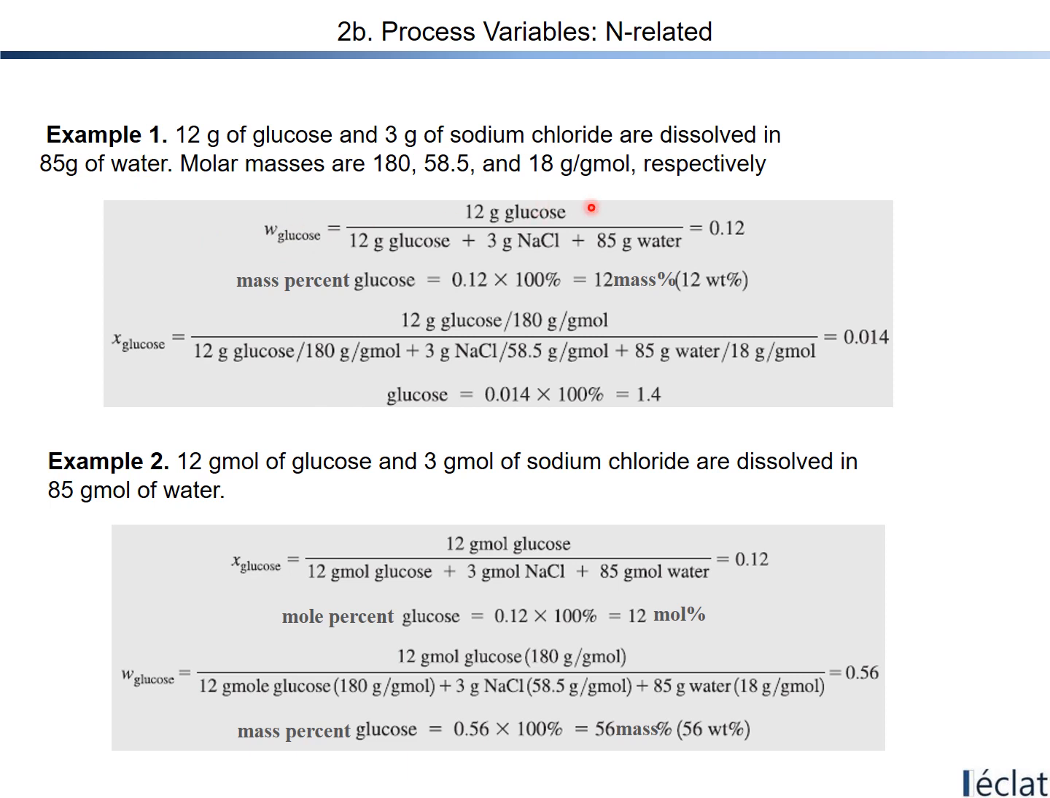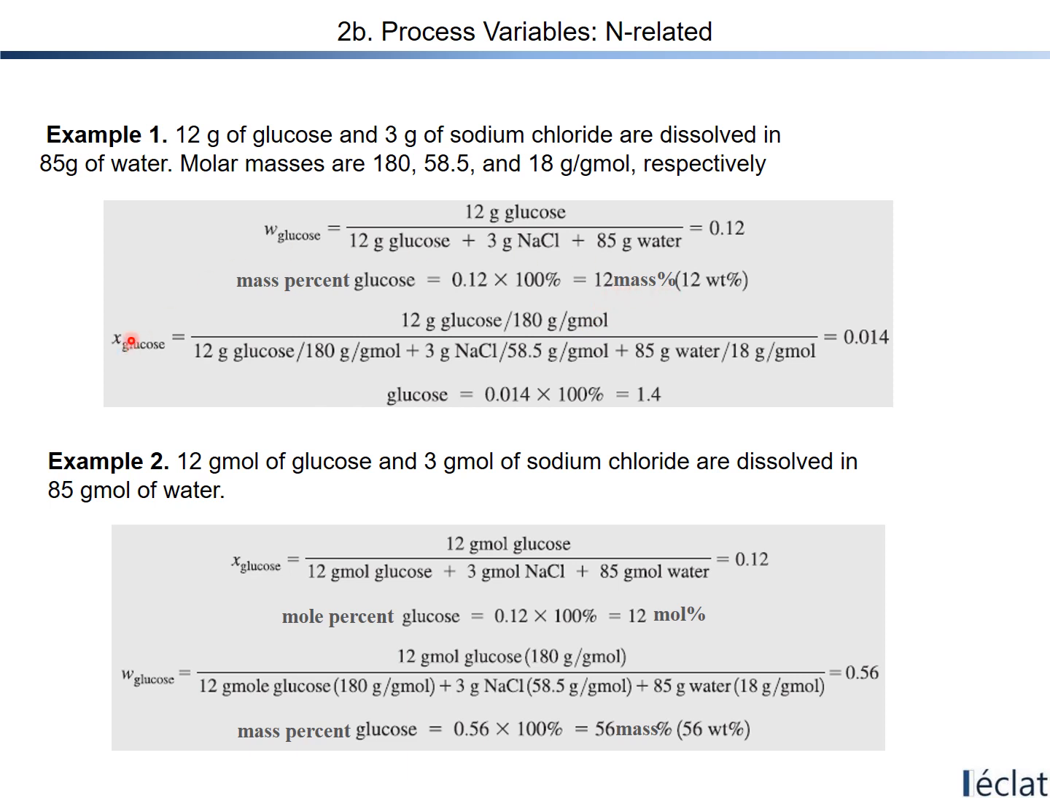Of course, in the numerator, we have 12 gram glucose per, and then it's time to sum all of the materials involved in this solution: 12 gram glucose, 3 gram sodium chloride, plus 85 gram of water, then 0.12. So I can say the mass fraction of glucose is 0.12, or sometimes 12 mass percent.